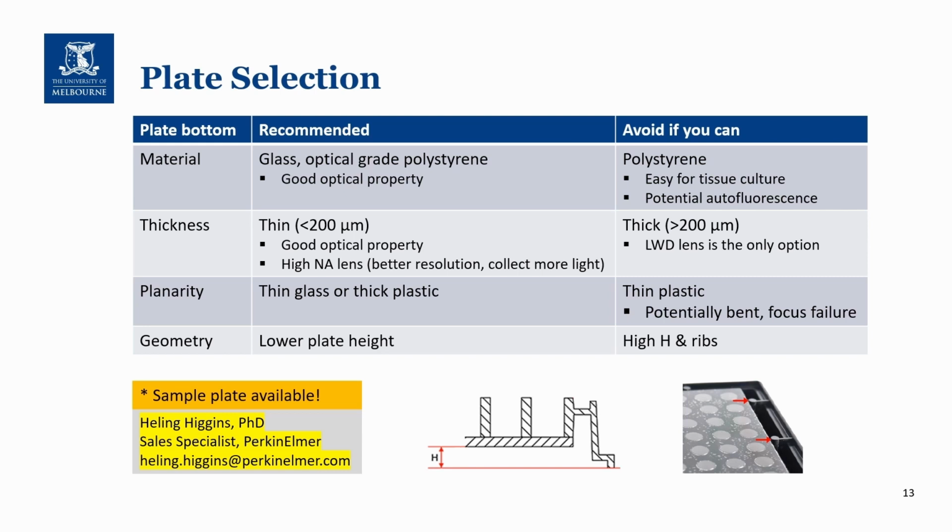Another thing to consider is the thickness of the plate bottom. Ideally you want a thin one, which is less than 200 microns, because this will have better optical properties and allow you to use a high numerical aperture lens. By contrast, a thick plate bottom, which is greater than 200 microns, can only be used with a long working distance lens.